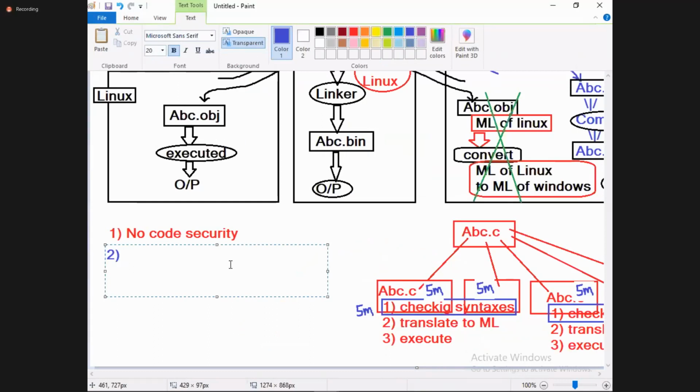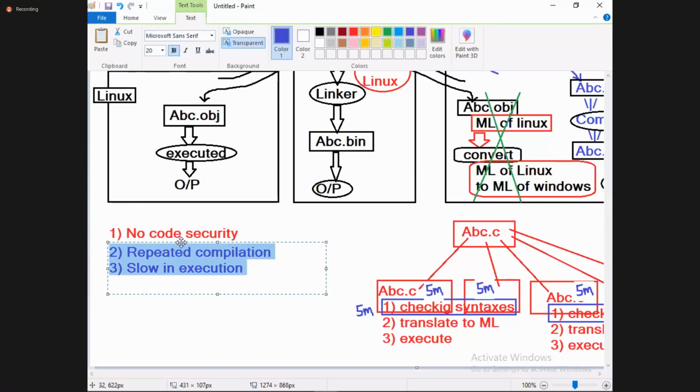Second problem is what? Repeated compilation. Syntax checking is nothing but compilation here. Repeated compilation. And finally, third problem is what? Slow in execution. Third problem is slow in execution. Then tell me, what is the solution to all these three problems?